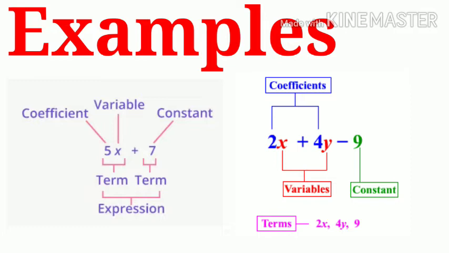In the second example, 2x is one term because 2 and x are multiplied. Then 4y because 4 and y are multiplied. Then only 7, because between 2x and 4y there is a plus sign. That's why these are separated. And between 4y and 7 there is minus. That's why 4y and 7 are also separated. So total terms here are 3: 2x, 4y and 7.